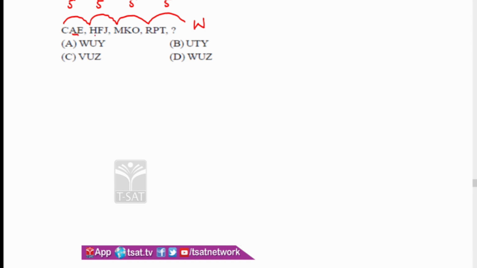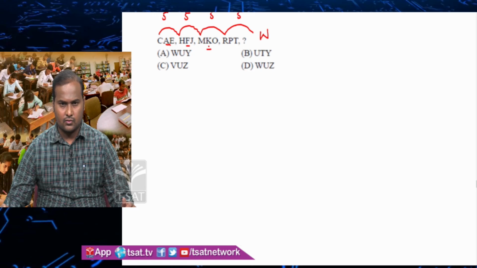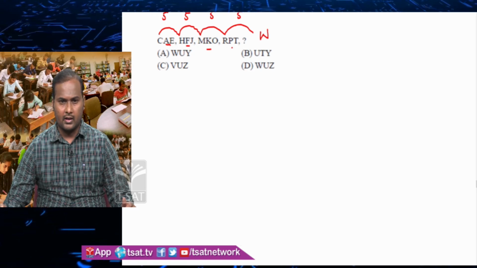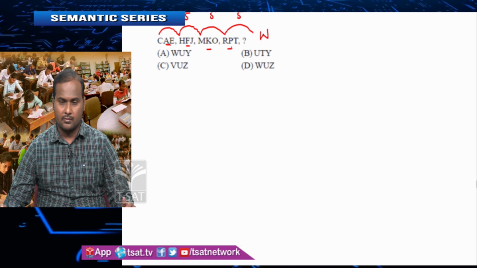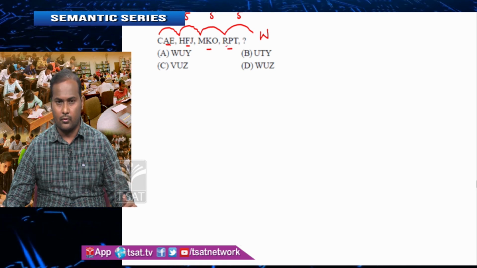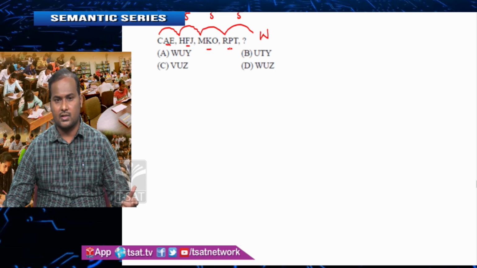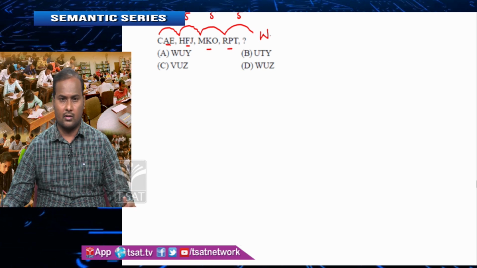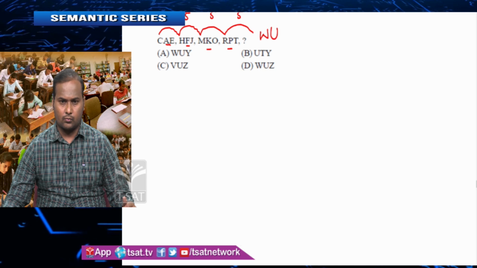See here, A to F: A is 1, F is 6, so increasing by 5. Again F to K, F is 6, K is 11, so increasing by 5. Again K is 11, P is 16, increasing by 5. Again P is 16, you have to increase by 5. P is 16, 16 plus 5 is 21, so 21 is U.